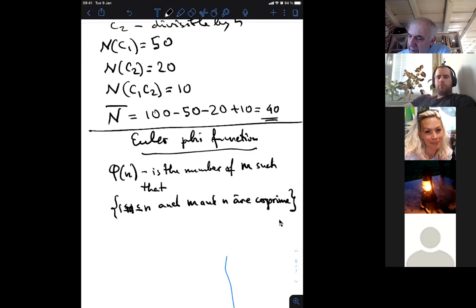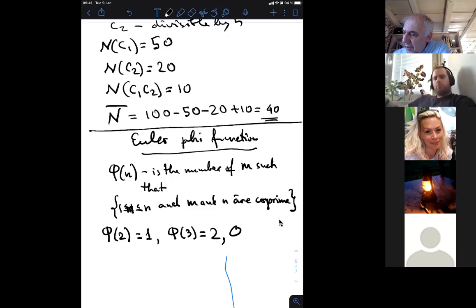So, for example, phi of 2 is 1. Now, phi of 3 is 2. So 1 and 2 have no common factors with 3. 1 is always counted in, so 1 always gives 1 to this function.